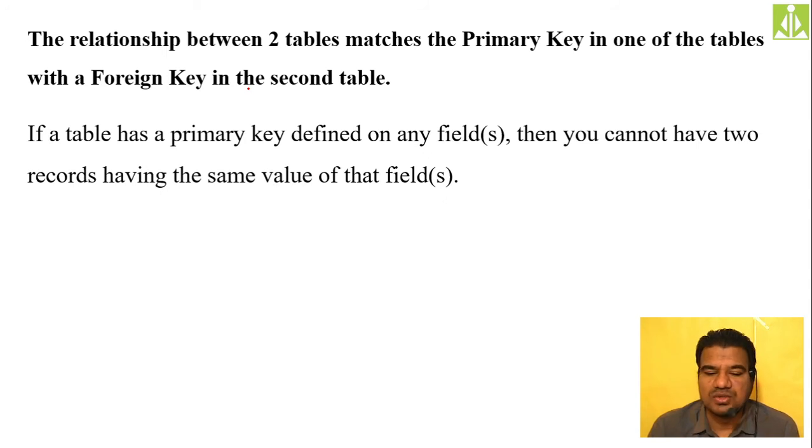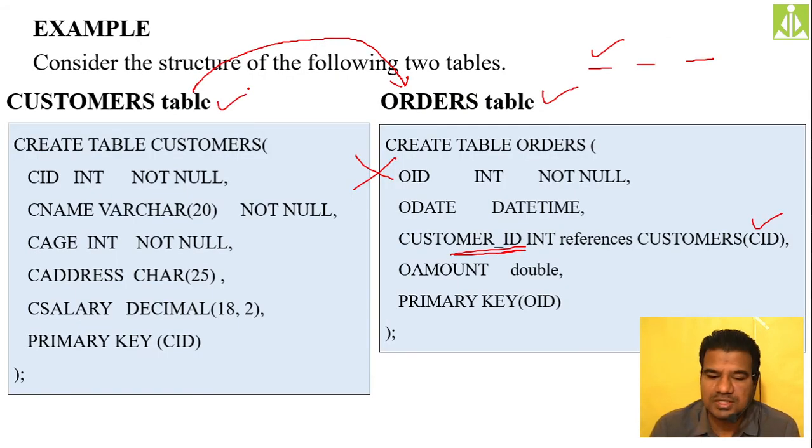Hopefully you understood. The relationship between two tables matches the primary key in one table with a foreign key in the second table. In one table it is a primary key, and in the other table that same primary key becomes the foreign key. If a table has a primary key defined on multiple fields, then you cannot have two records having the same values of those fields. We already discussed this: the composite key should be unique. That's it. So this example we discussed.